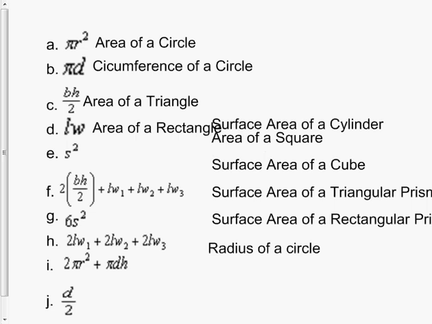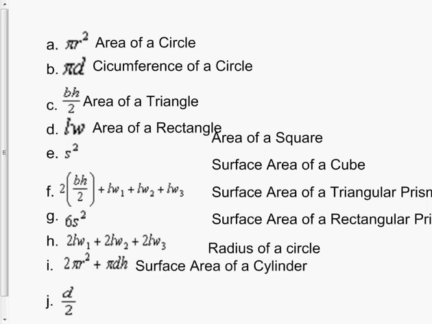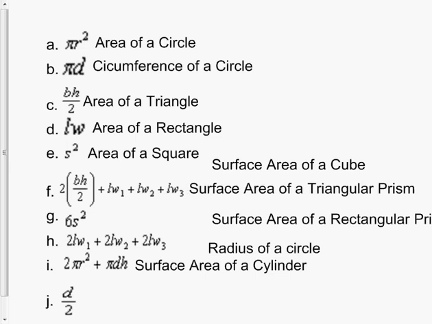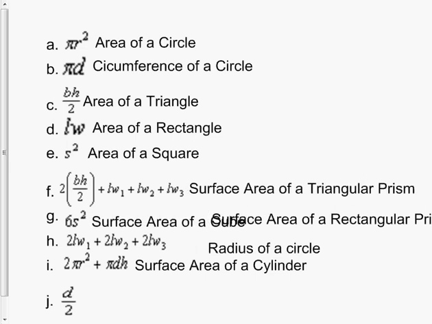Just because I want to get it out of the way, the surface area of a cylinder is down here, so I'm just going to put that one down here so it's out of the way. Side squared is the area of a square. 2 base times height plus length times width times height is the surface area of a triangular prism. Don't have to move that very far. Surface area of a cube is 6s squared.